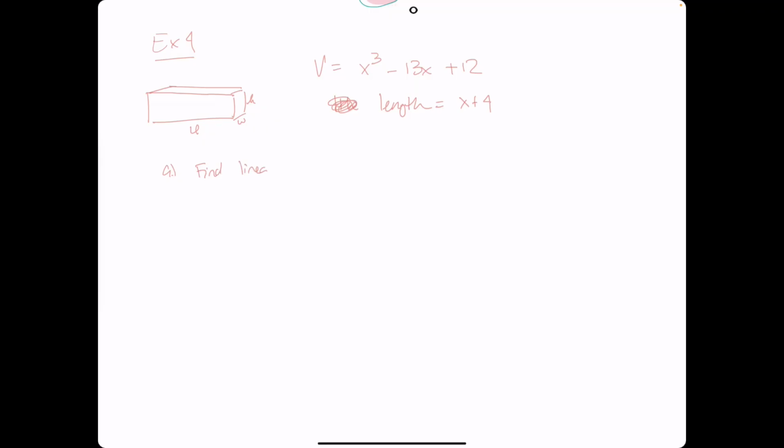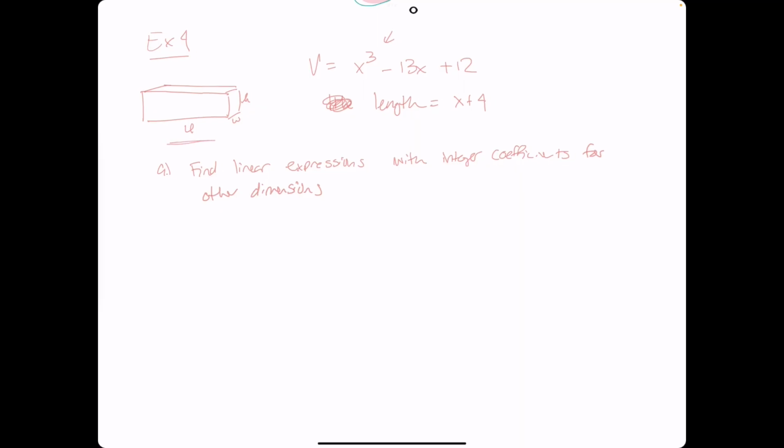So part A is to find linear expressions with integer coefficients for the other dimensions. So we have an x to the third, which means we had something times something times something. 3 different directions, right? I have one of those directions, that's the x plus 4. We've never learned how to factor an x to the third, not never, but very few situations where we could factor x to the third.